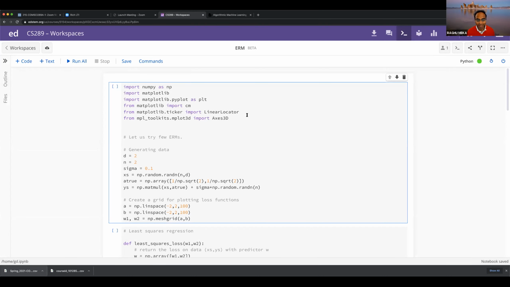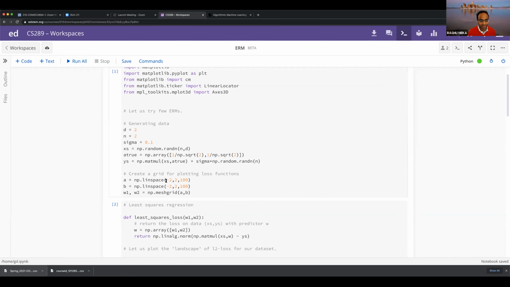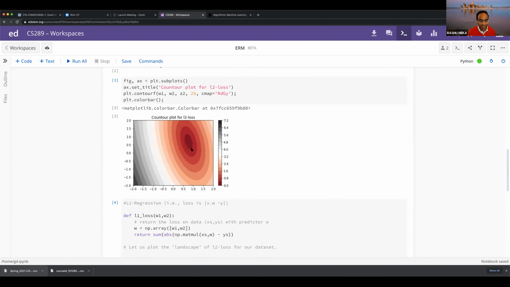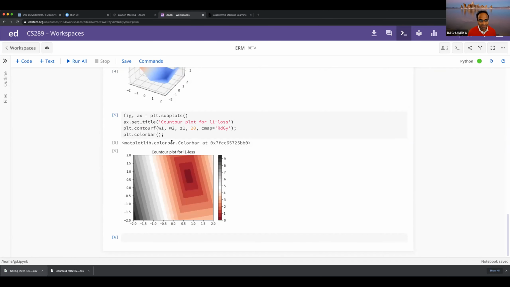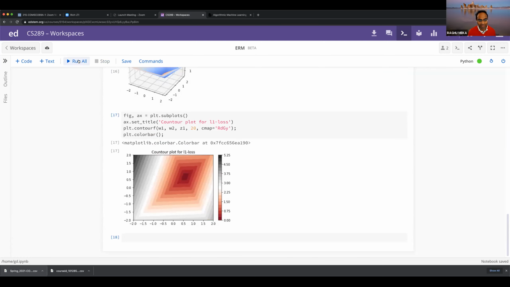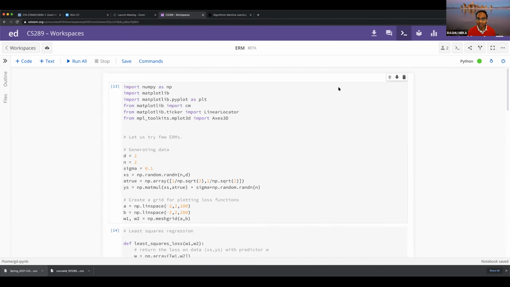This will make a lot more sense once we go to the next lecture, but as a build up to it, you can in your free time run these very simple toy examples. What's happening here is I plotted this loss function for the case of least squares regression. You can see this is the contour plot, and we'll play with this in the next lecture, but if you want a heads up, you can start looking at it already. Once again, this is on EdStem under workspaces.